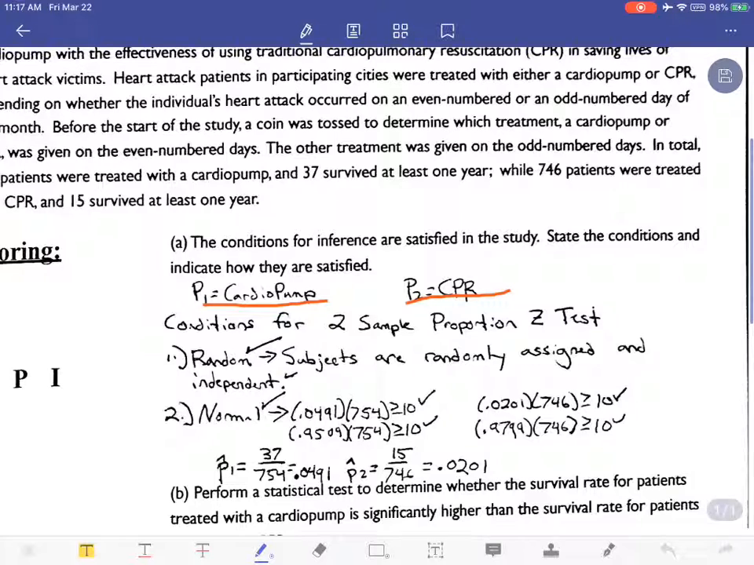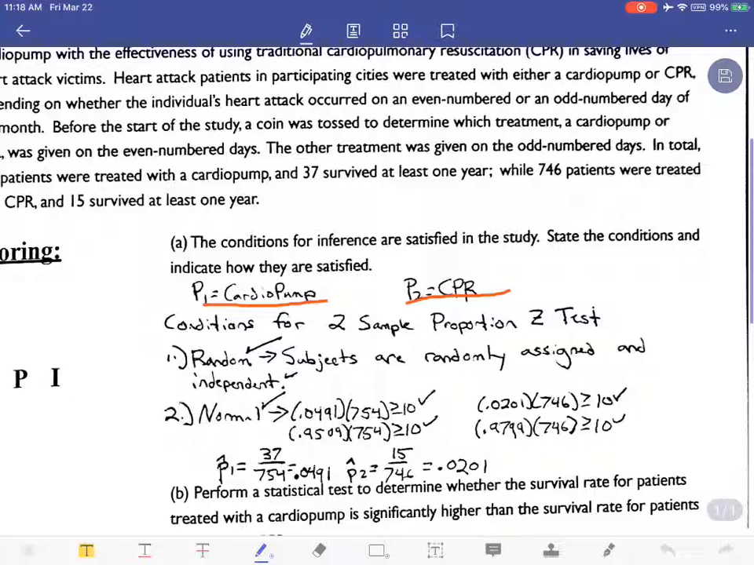So in our conditions, we want to make sure we name what type of test it is, just like we always do for a test or for a confidence interval. So we're going to say the conditions for a 2-sample, because we're dealing with 2 samples. 1 sample is the cardiopump, 1 sample is the CPR group, and then it's a proportion because it's the proportion of patients that survived. It's a z-test because remember, a z-test always goes with a proportion test or confidence interval.